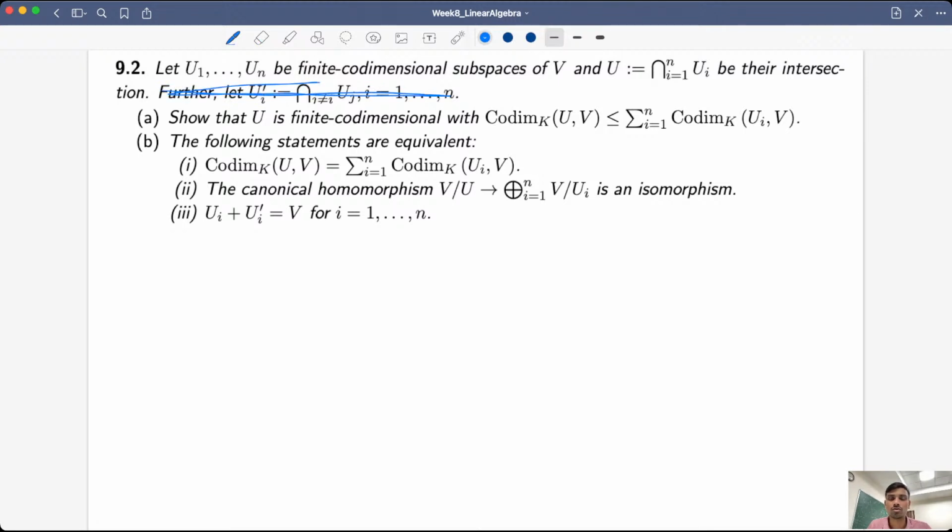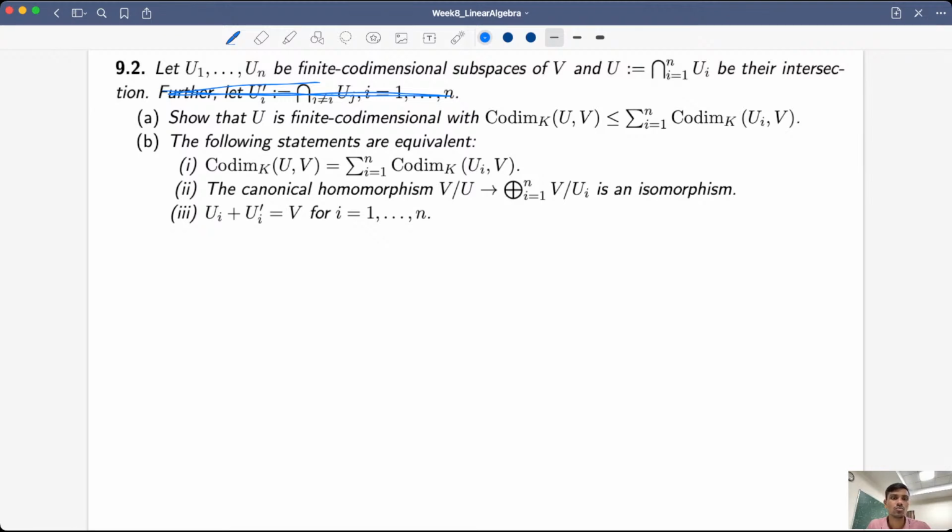So just consider this U. Now we need to show that U is finite codimensional. That means we know the dimension of U, because U, being the intersection of all Ui, is a subspace of each Ui. So if at least one of the Ui is finite dimensional, then U is finite dimensional.